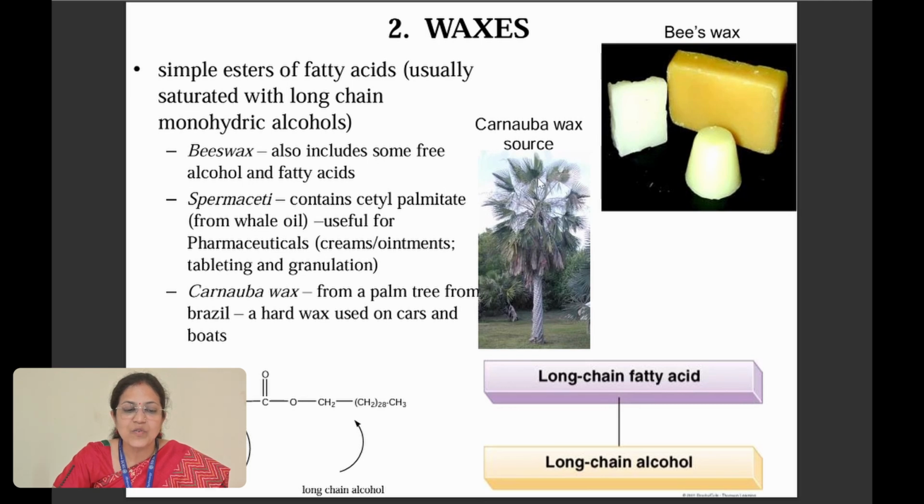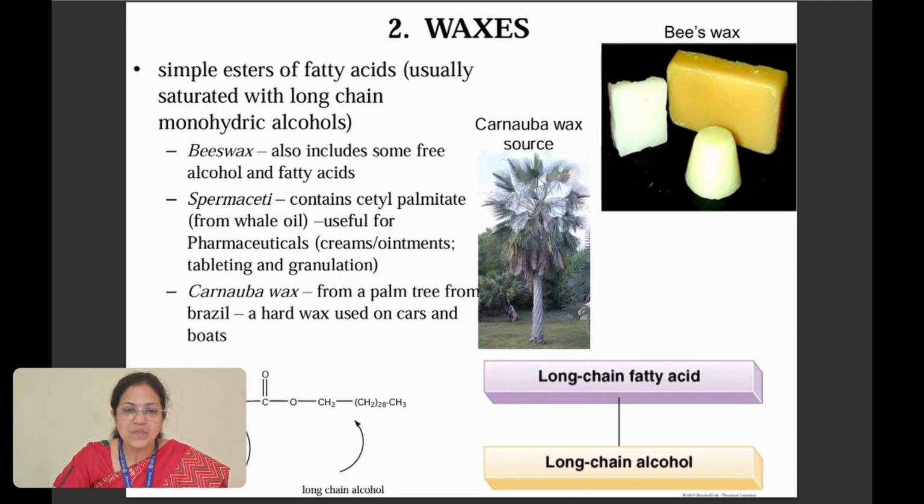The two main types of waxes seen commercially are beeswax, which is composed of alcohol and fatty acid; spermaceti, which contains cetyl palmitate; and carnauba wax, which is obtained from the palm tree. Generally, waxes are made up of long chain fatty acid and long chain alcohol.